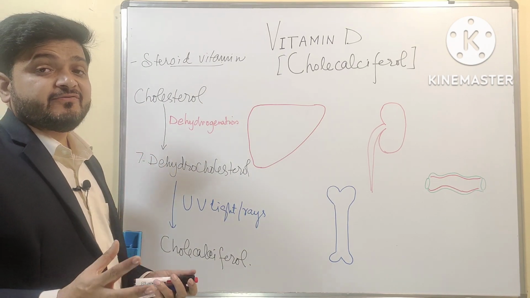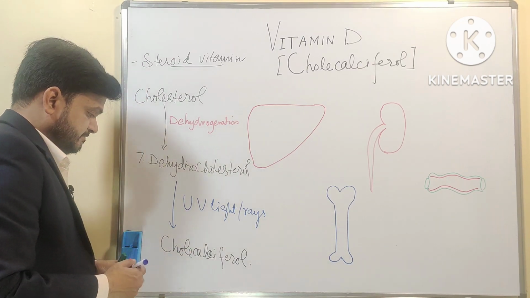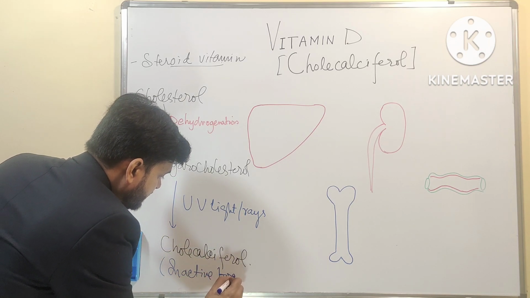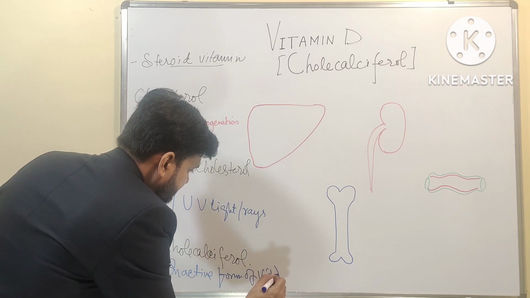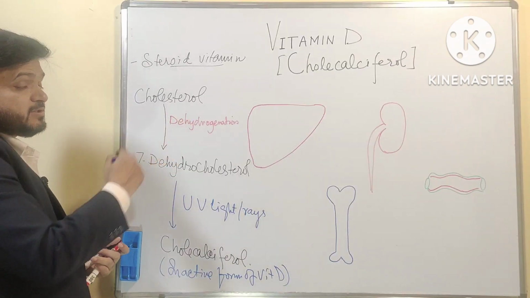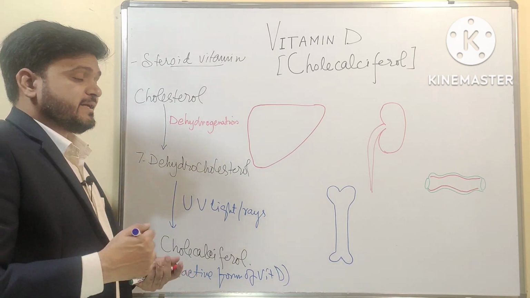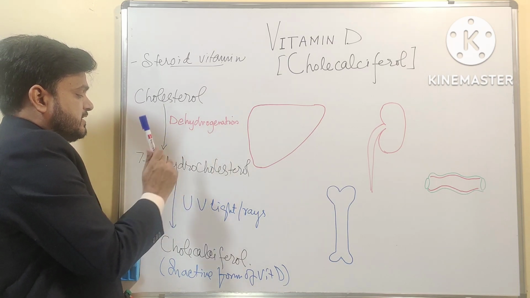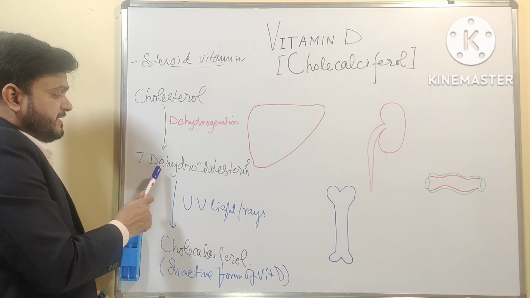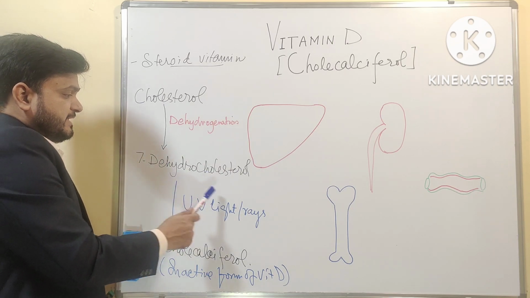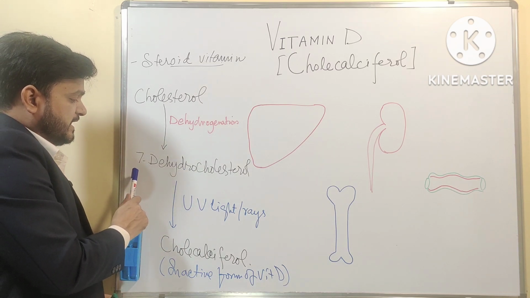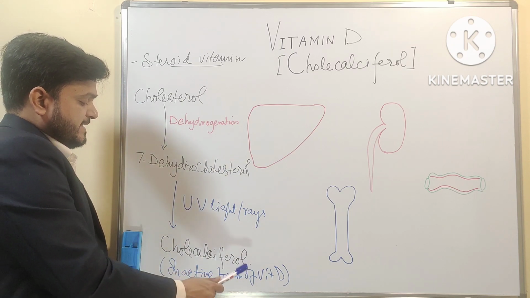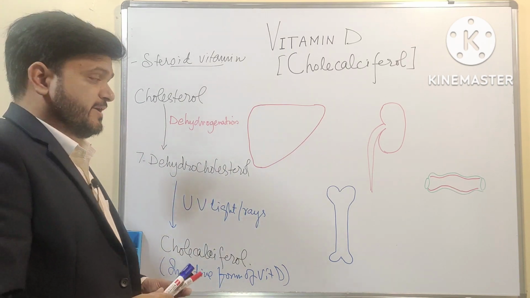Cholecalciferol is an inactive form of vitamin D. So this is all about the synthesis of vitamin D inside the body: it starts from cholesterol, and there is a process of dehydrogenation which changes cholesterol into 7-dehydrocholesterol, and when this molecule is formed, under the influence of ultraviolet rays, 7-dehydrocholesterol changes into cholecalciferol, which is an inactive form of vitamin D.